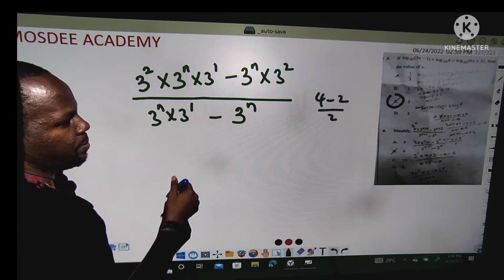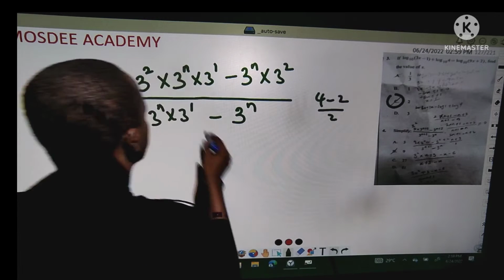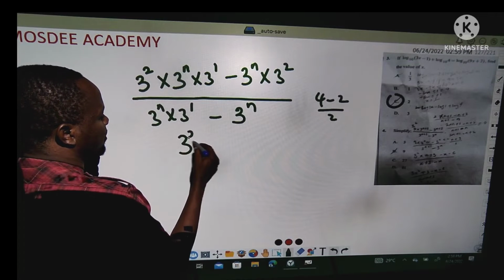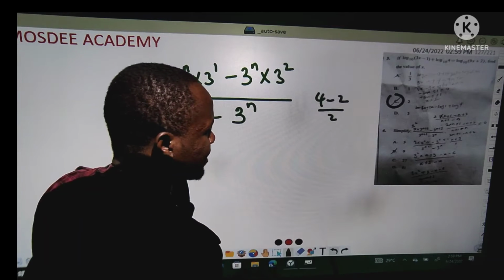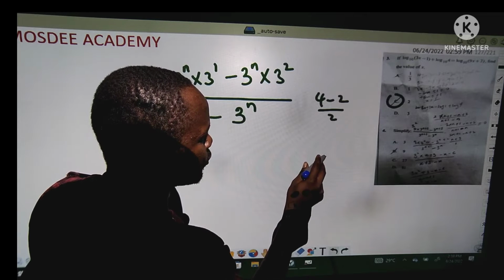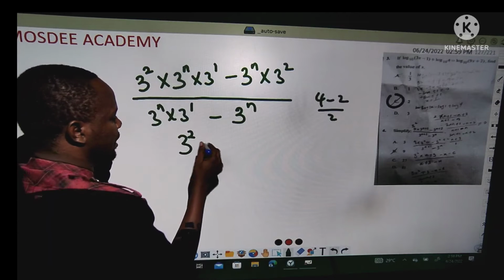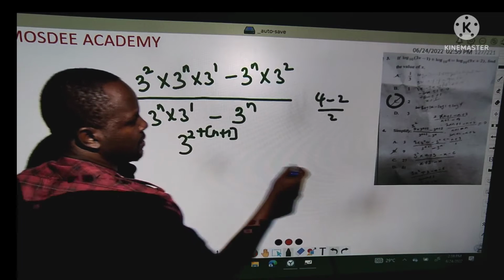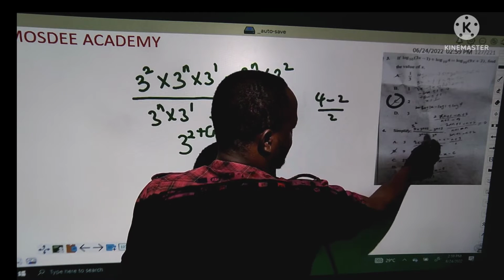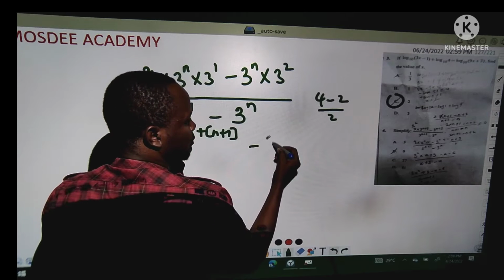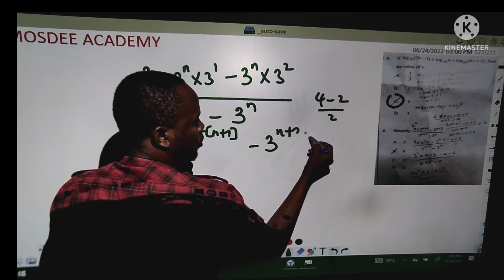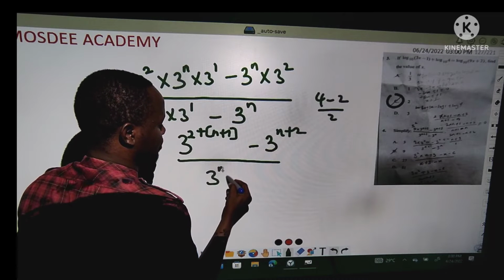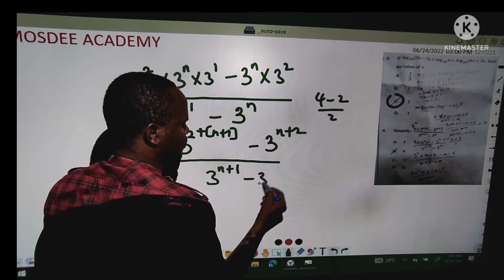So we should have used, this is the fastest way, 3 raised to power 2. I'm looking for a faster way. Time will not be sufficient. 3 raised to power 2, then into brackets n plus 1. I've used indices law. 3, when they carry 3, minus 3 raised to power n plus 2 over 3 raised to power n plus 1 minus 3 raised to power n.